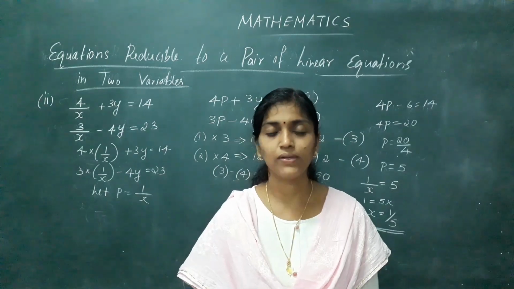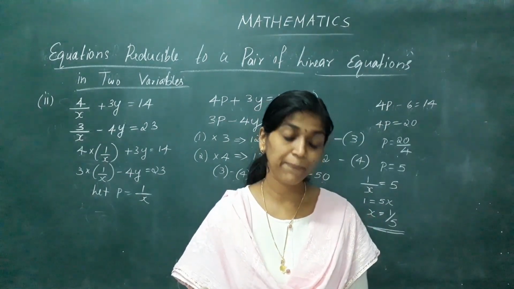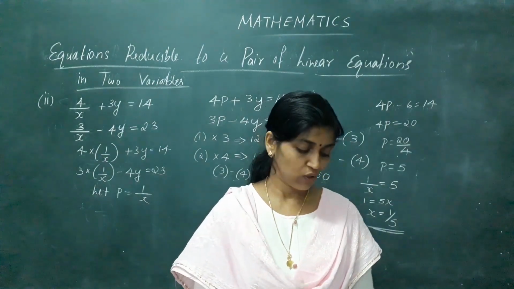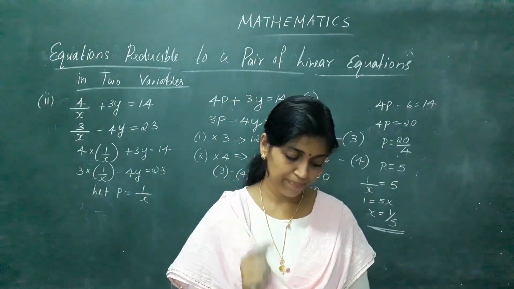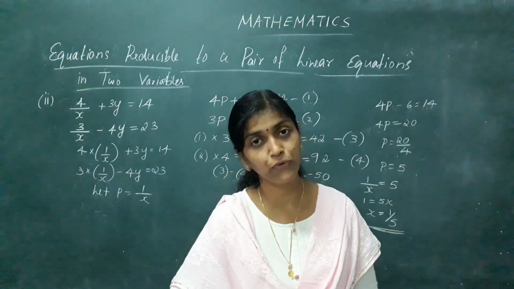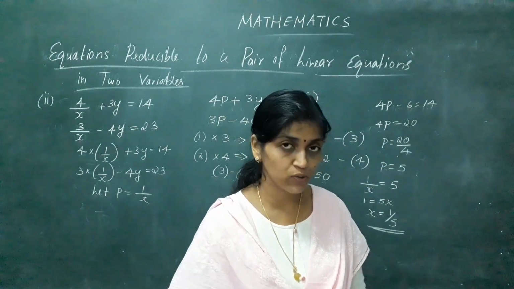Okay, so we'll take today's homework now. Today's homework: take page number 67, exercise 3.6, question number 1, sub question 4, you have to do it as homework. Sub question 4. See the question properly. See what you can substitute.